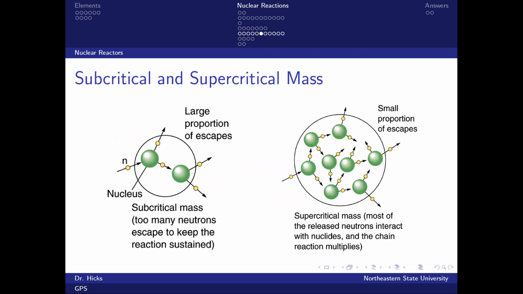So here's a picture of subcritical mass, so too little stuff. All these neutrons that are produced just end up escaping. They don't hit another uranium-235. Over here on the right, that's a supercritical mass where most of the neutrons that are generated stay inside and just create more fission reactions. So very few neutrons escape relative to how many are stuck inside.